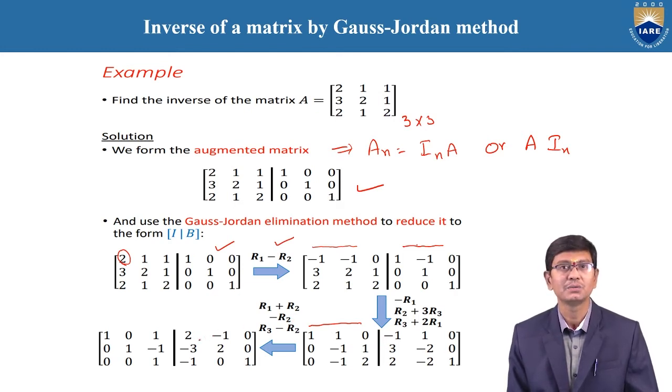Therefore, the matrix is changed to 2 minus 1 0, minus 3 2 0, minus 1 0 1. And once again, when we are observing in these matrices, the first row, third column element, we need to change to 0. And again, the second row, third column, that minus 1, we also need to reduce to 0. Because the matrix is finally to be reduced to the form of a unit matrix of order 3 only.